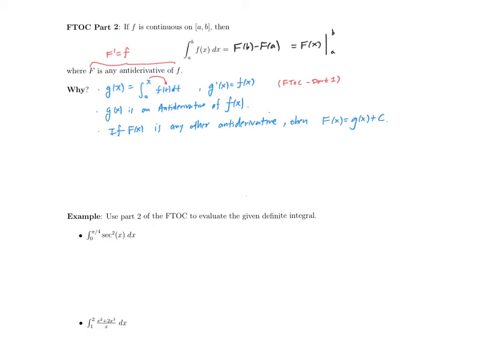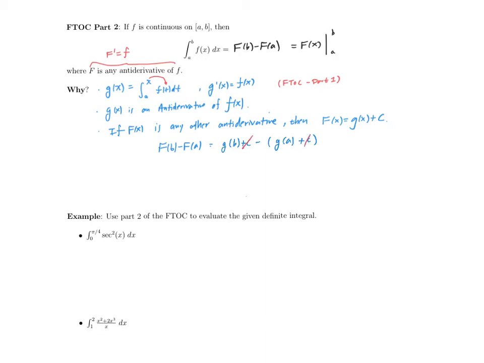And don't worry, we're almost done. This is going to give us exactly what we want. What we would like to see is that F of b minus F of a, this quantity on the right, is equal to this definite integral. So let's just go ahead and substitute in and see what we get. So F of b, if we substitute into g of x plus c, is equal to g of b plus c, and subtracting away F of a would be g of a plus c.